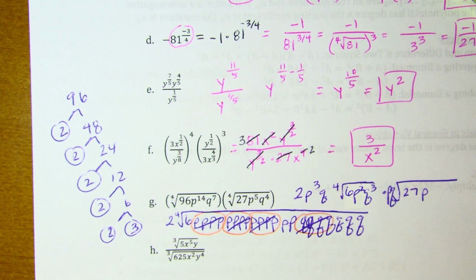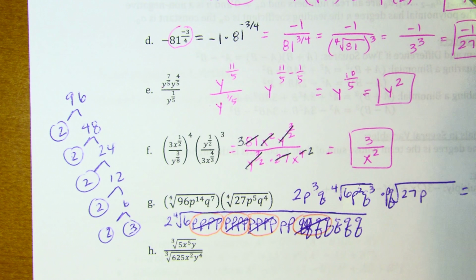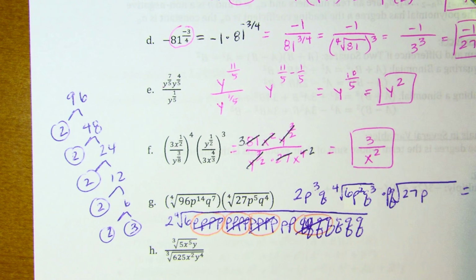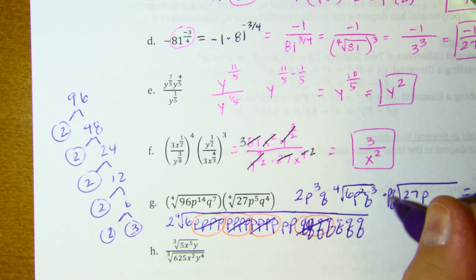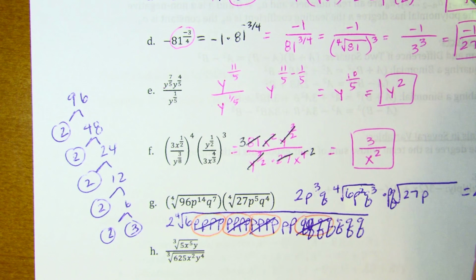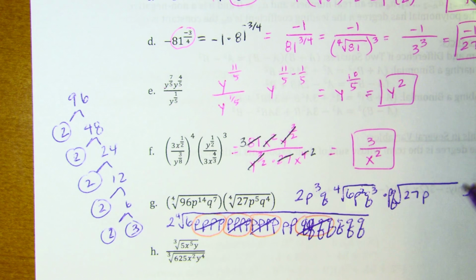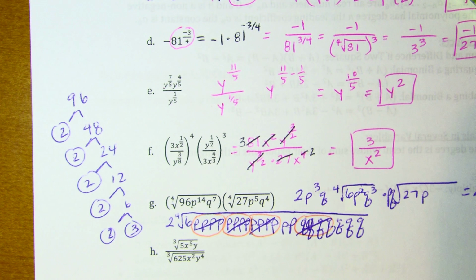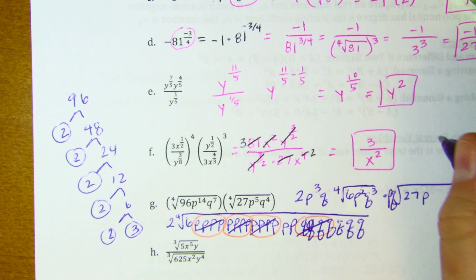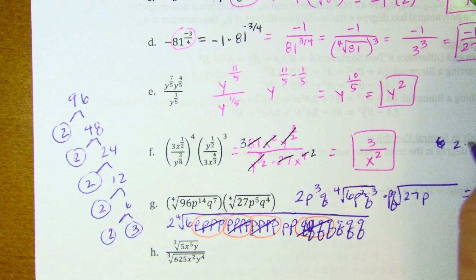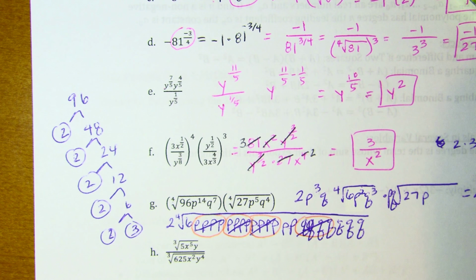So I can go ahead and combine things now. Everything underneath the radical can go together, and everything out front can go together. So I have 2, I have 1 p and 3 p's is 4 p's, and then q and another q is q squared. And then 6 and 27, 6 is 2 times 3, and then 27 is 3 times 3 times 3. So I actually have 4 3's.